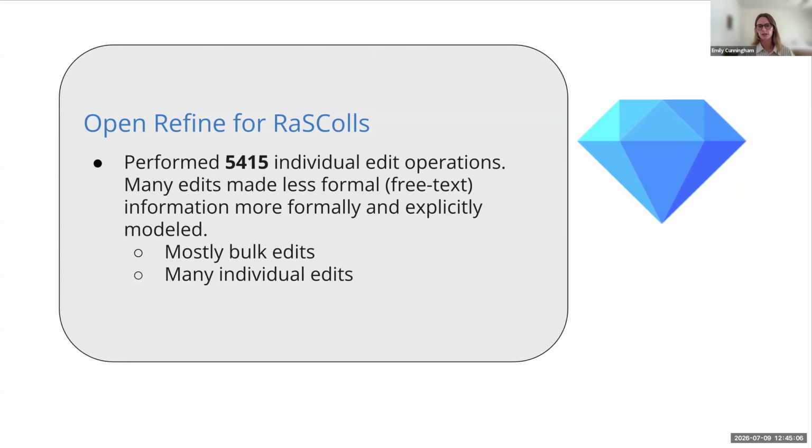So for the RaSColls migration, so far we have performed over 5,400 individual edit operations in OpenRefine. Most of these are bulk edits that are applied across many rows at once, but there are still plenty of one-off manual edits to help fix the edge cases that we come across. A lot of the work has to do with dealing with information that's lived in loose free text notes fields and turning those into a series of fields that adhere to the CIDOC CRM. And that, of course, makes the data machine readable and queryable.